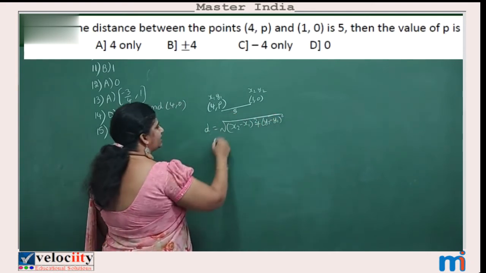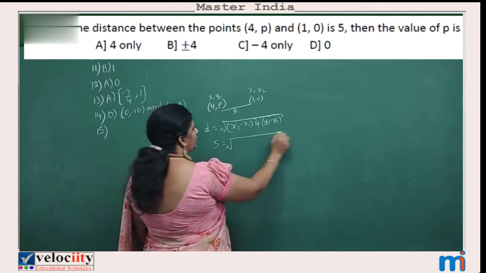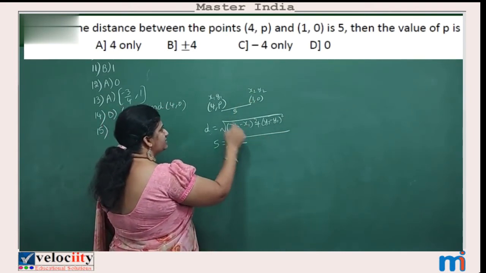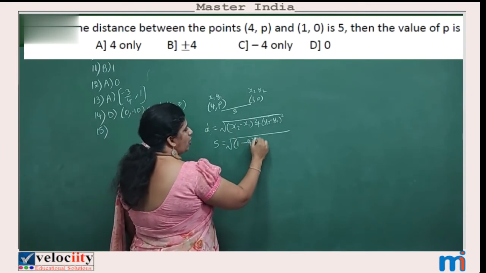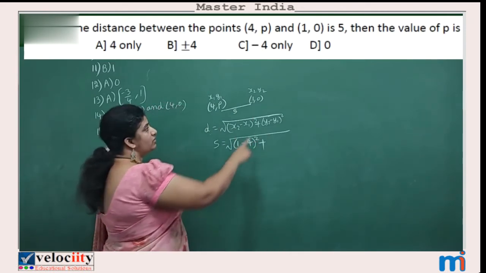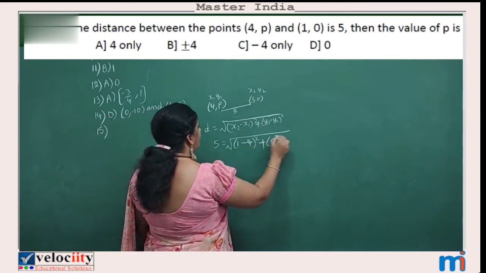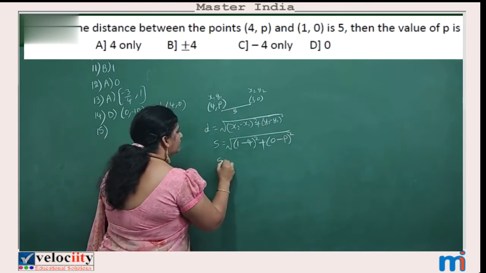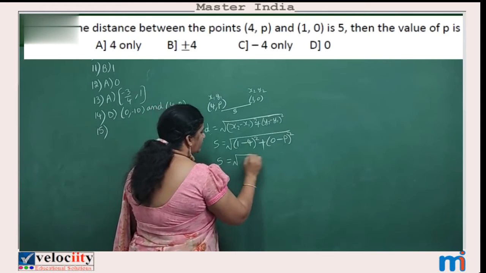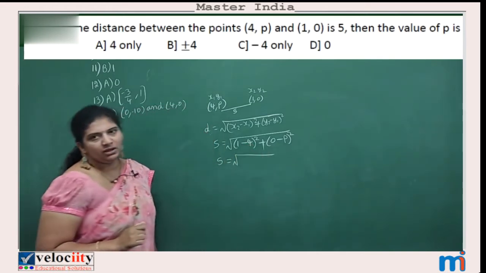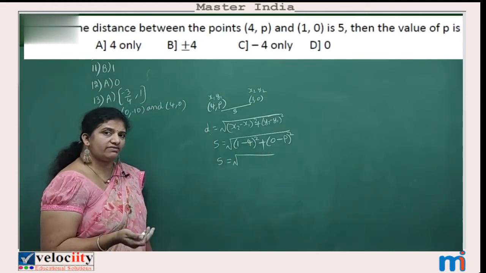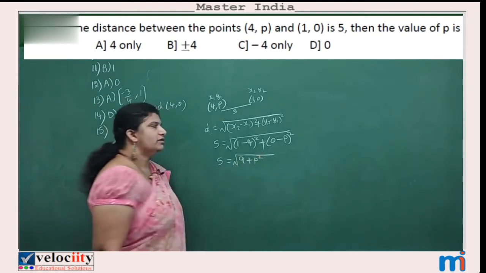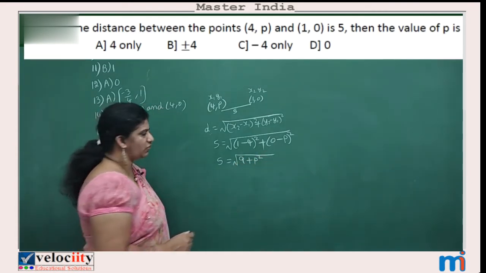We know the D value is 5, which is equal to the square root of x2 value 1 minus x1 value 4 whole square plus y2 value 0 minus y1 value p whole square. 5 is equal to the square root of 1 minus 4, which is minus 3. Minus 3 whole square will be 9. 9 plus p square. Minus p whole square is plus p square.